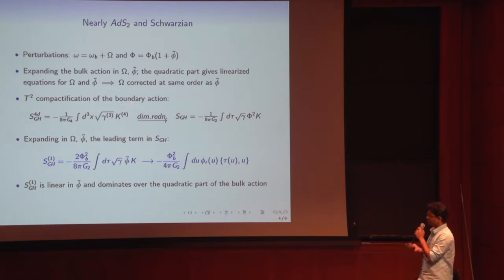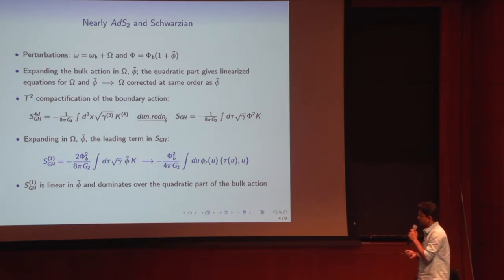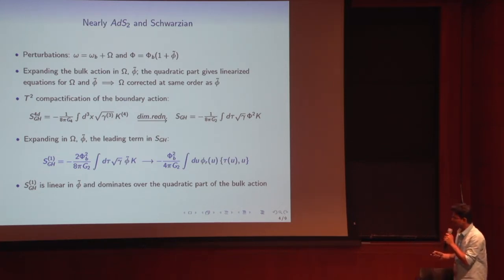Now, compactifying the Gibbons-Hawking term to two dimensions and expanding in the perturbations, we see that the leading contribution comes from the perturbation in the dilaton, which gives us the Schwarzian action.